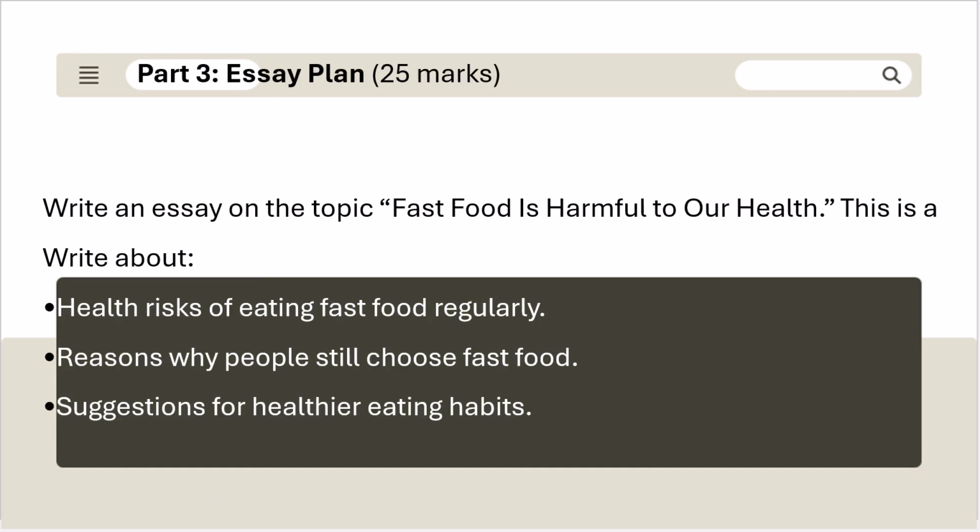Now let's look at the same writing question and how we can answer it. In the next slide, I'll show you a sample opinion paragraph so you can see how everything fits together.